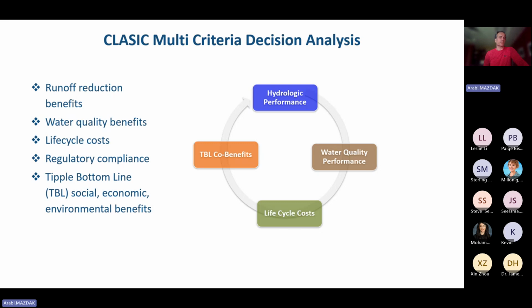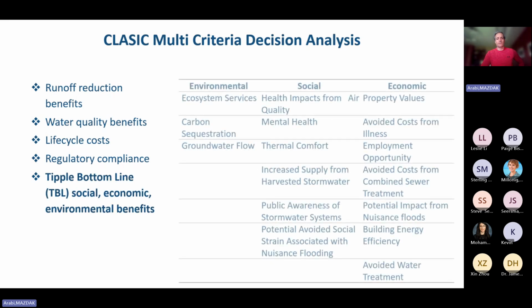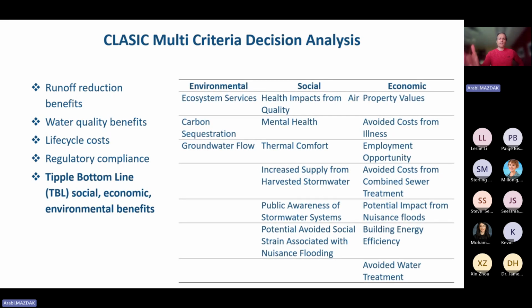Life cycle costs: construction costs, operation and management, and other types of costs are included. And then triple bottom line co-benefits. All of these factors, a list of nearly 20 responses, are then available for analysis in a multi-criteria decision analysis tool to see what type of alternatives in terms of scenarios get these communities closest to their goals and targets at the lowest cost.